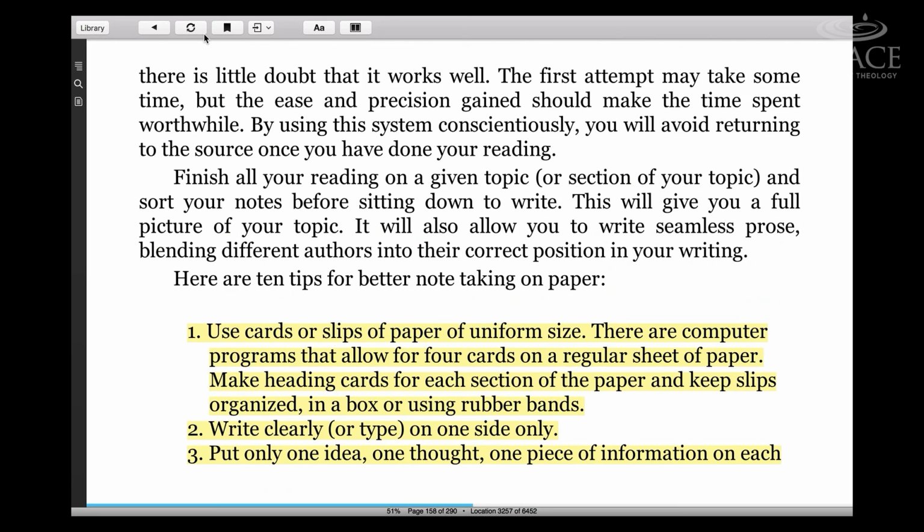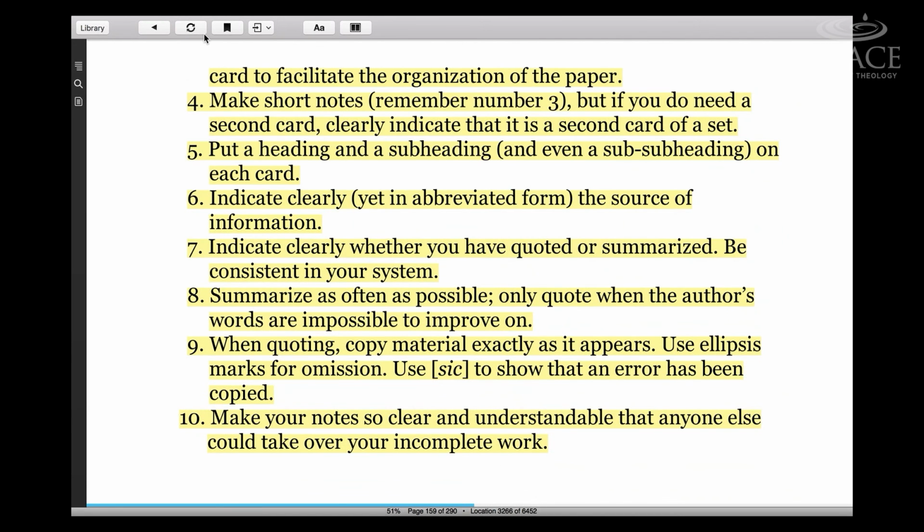So, 10 tips for taking notes the old-fashioned way. Use cards of a uniform size. Write clearly on one side only. One idea, one thought, one piece of information per card. Make notes short. Put a heading or subheading at the top of each card.